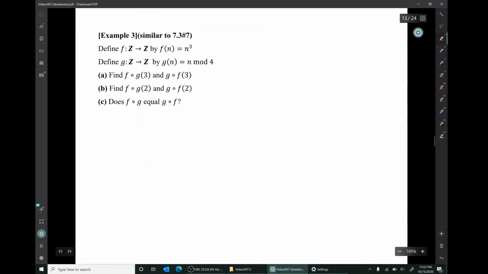Let's go on. Example 3 is similar to one of your homework exercises, 7.3, number 7. Define the function f from the integers to the integers by f of n equals n cubed, and define g from the integers to the integers by g of n equals n mod 4. So question A is find f circle g of 3 and g circle f of 3.